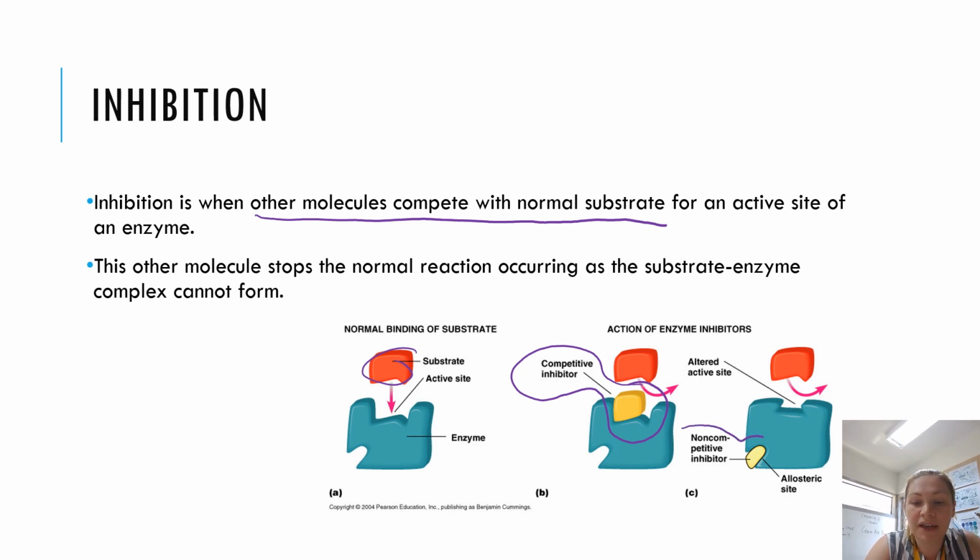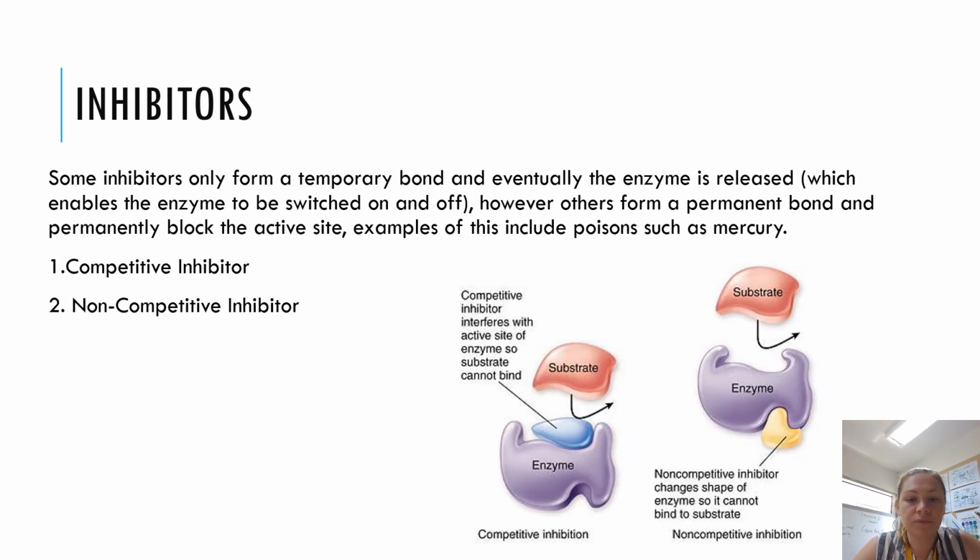We can also have non-competitive inhibitors, which bind to the enzyme anywhere else except for the active site. So I say they bind to an allosteric site. Allosteric means any site except the active site. Okay, so competitive blocks the active site, non-competitive doesn't. It just attaches, it causes the active site to change shape slightly, and that prevents the substrate molecule from binding. Okay, another diagram here to demonstrate this idea of competitive and non-competitive inhibitors.